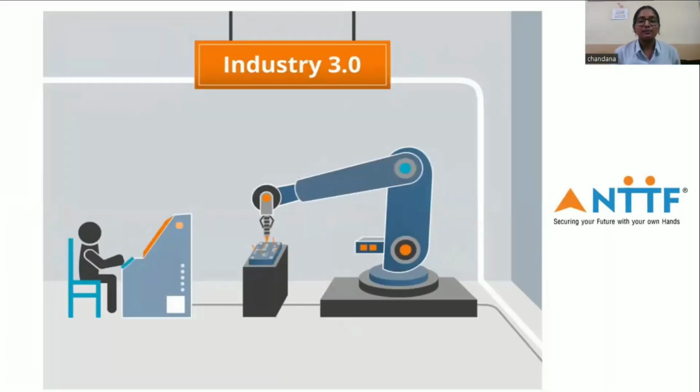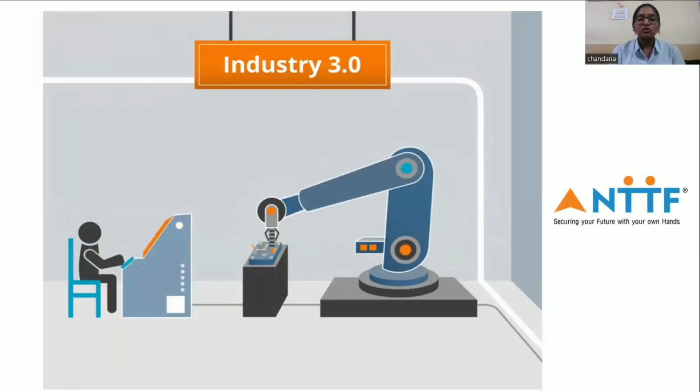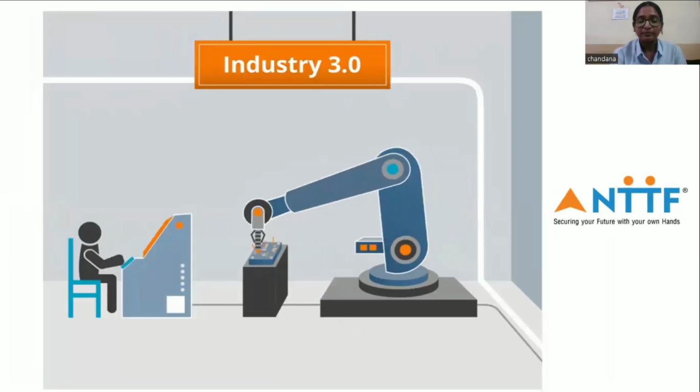Next, we have Industry 3.0. Industry 3.0 started in 1969, and this industry consisted of automated products, computers, and robotics. For example, we have the CNC machine. This industry is also known as the semi-manual industry because there is human input, but in a minimized way.